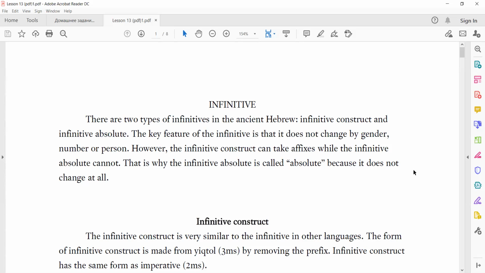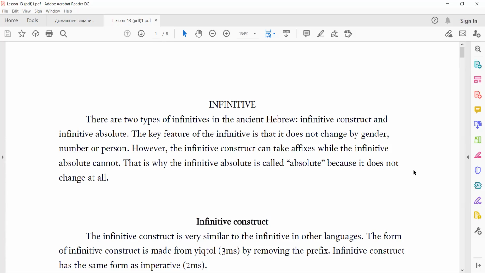So the first thing that we need to remember is that in Hebrew there are two types of infinitive. One type is called infinitive construct, and another one is infinitive absolute. And by the way, in modern Hebrew, they eliminated infinitive absolute, so they just have infinitive construct. So the only infinitive that they have is infinitive construct. But in ancient Hebrew, they have two types of infinitive.